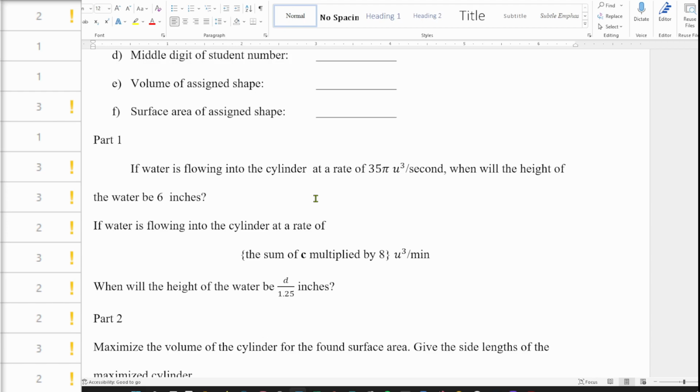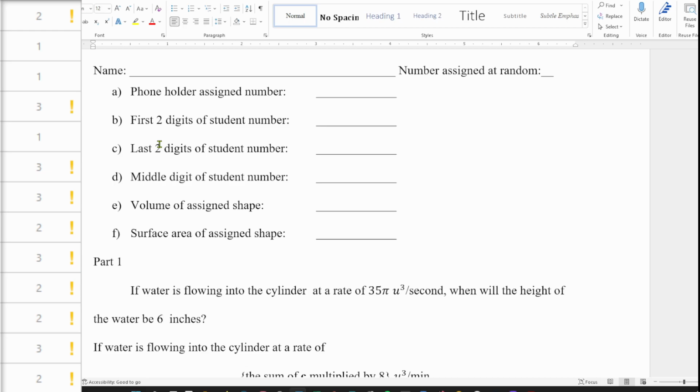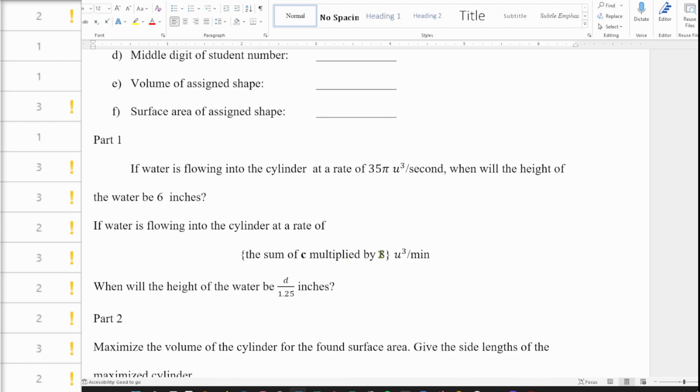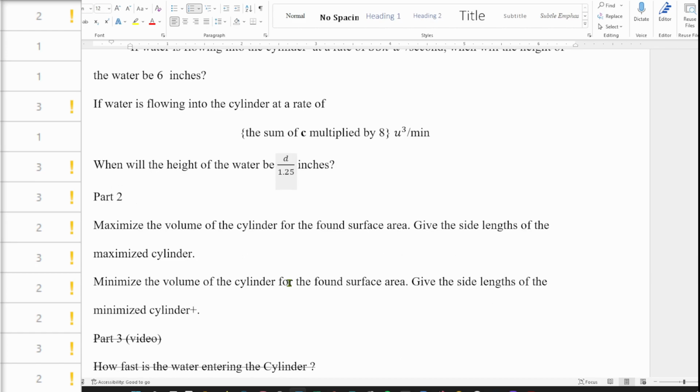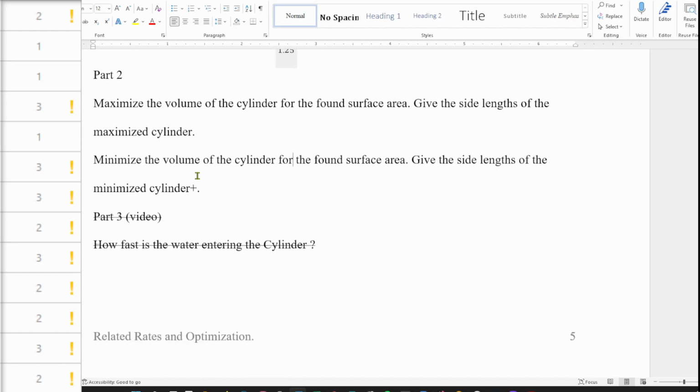Now we have if the water is flowing into the cylinder at a rate of the sum of C multiplied by 8. So let's go up to C, the last 2 digits of your student number. Let's say the last 2 digits of your student number were 92. The sum of 9 and 2 is 11. And that times 8 is 88. And then you'll have 88 cubic units a minute. And then it says when will the height of the water be D over 1.25 inches. So just plug in your middle digit of your student number, divided by 1.25, and you're good to go to solve that problem. And then you're going to do your maximization and your minimization here.